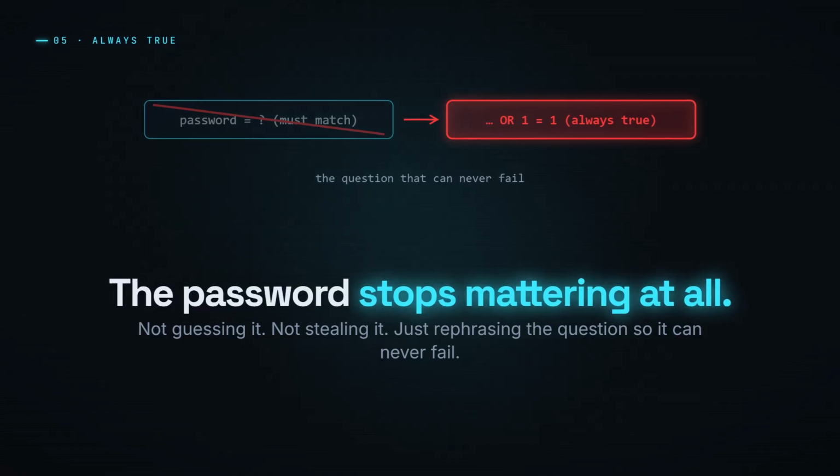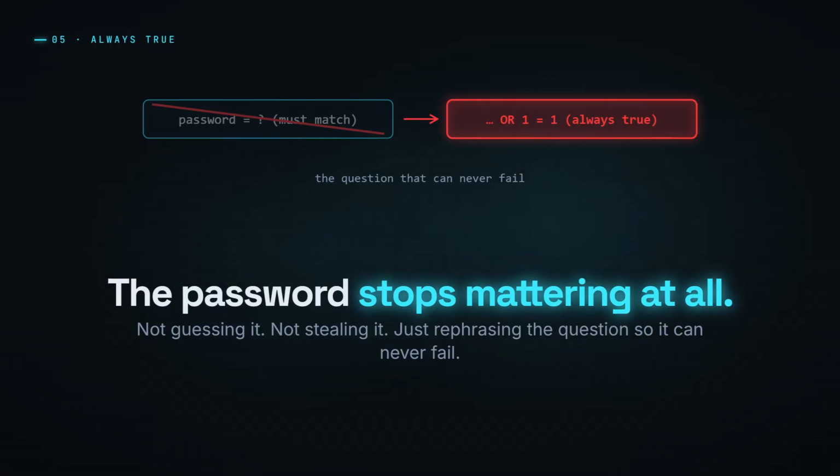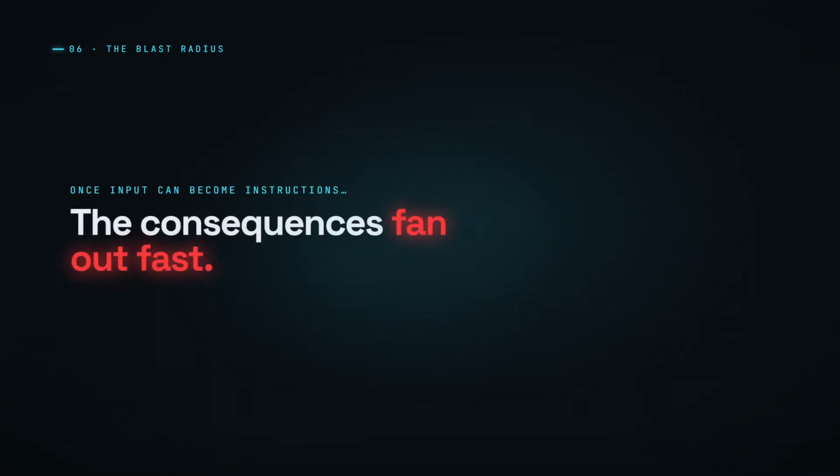That is the entire magic trick. Not guessing the password, not stealing it, but changing the meaning of the question, so the password stops mattering at all. The lock is still there. The attacker just rephrased what counts as the right key. So why do security people treat this as one of the most serious bugs there is?